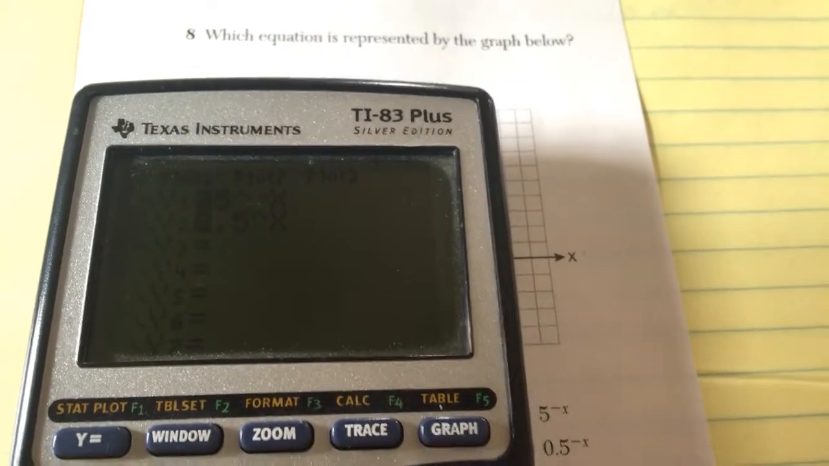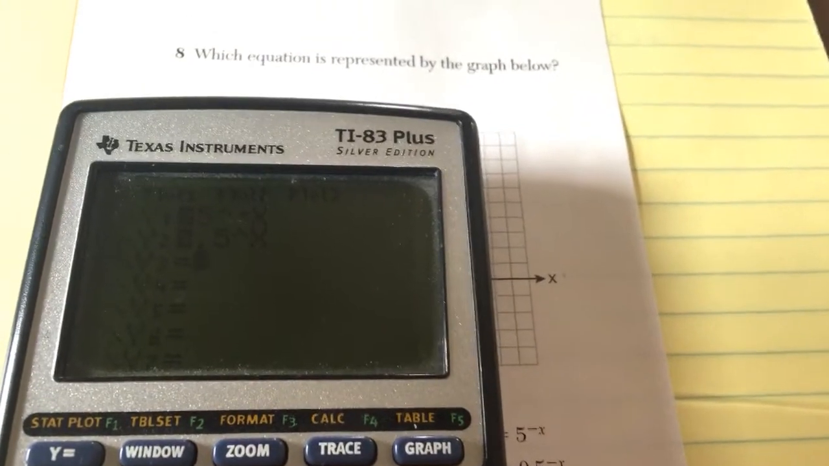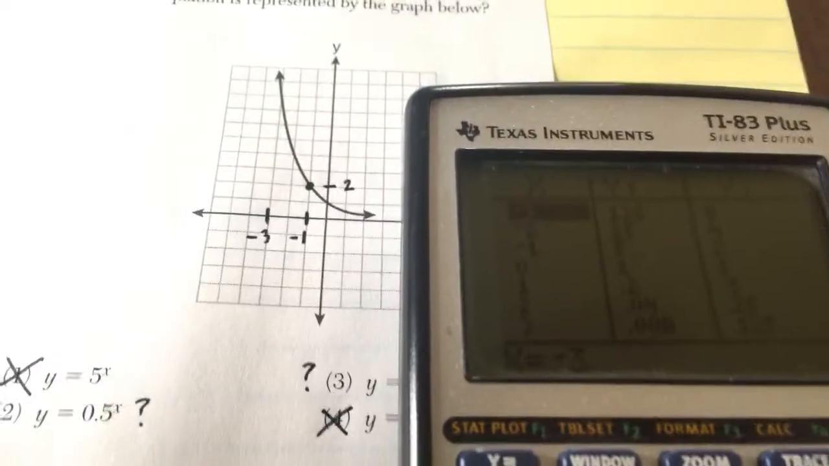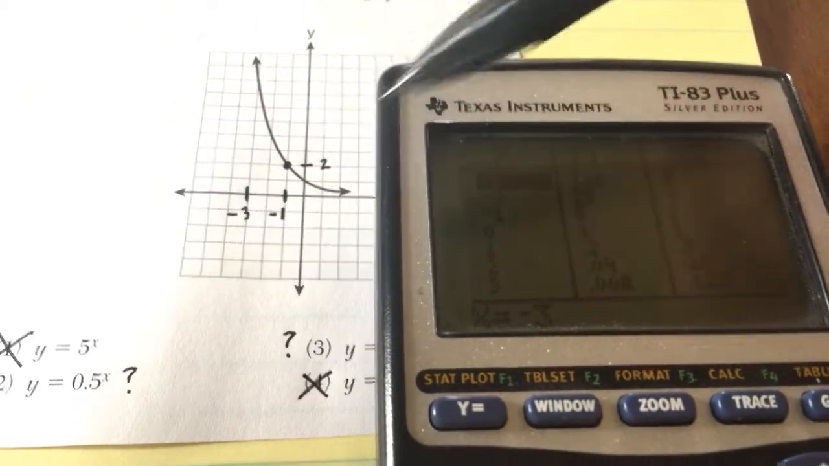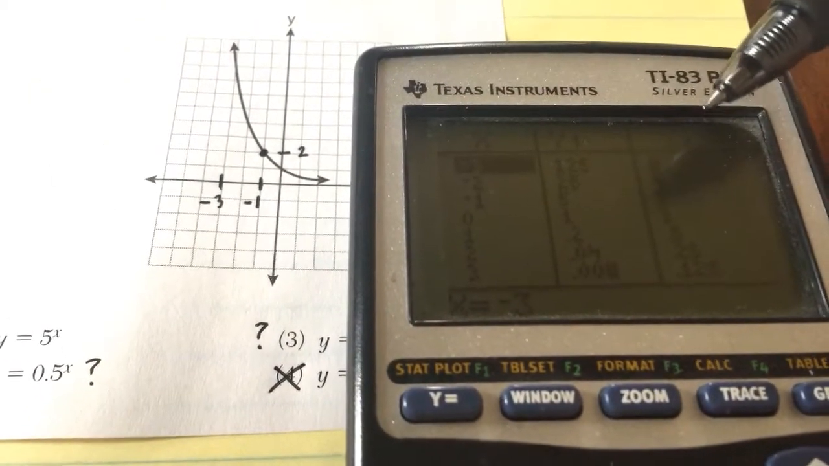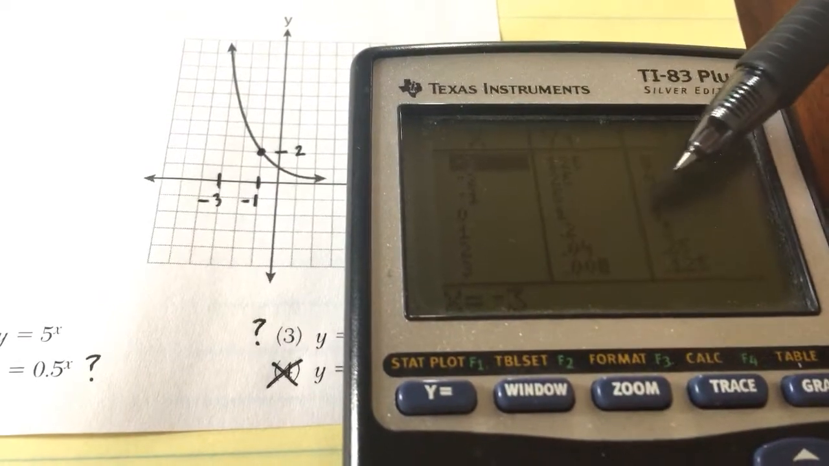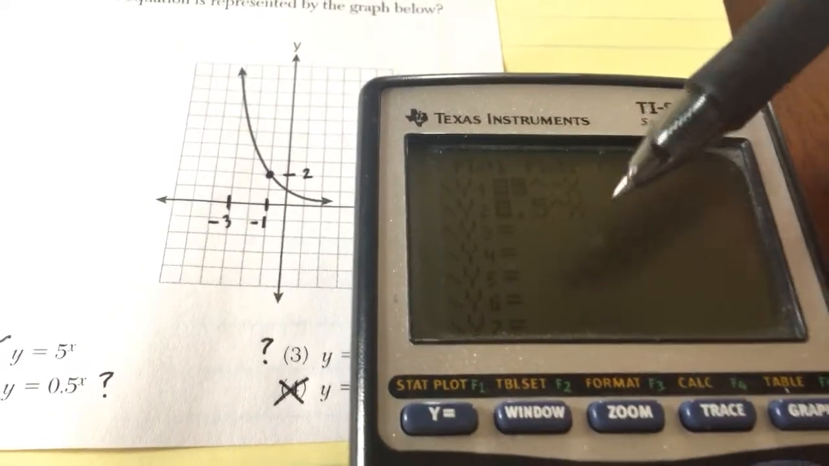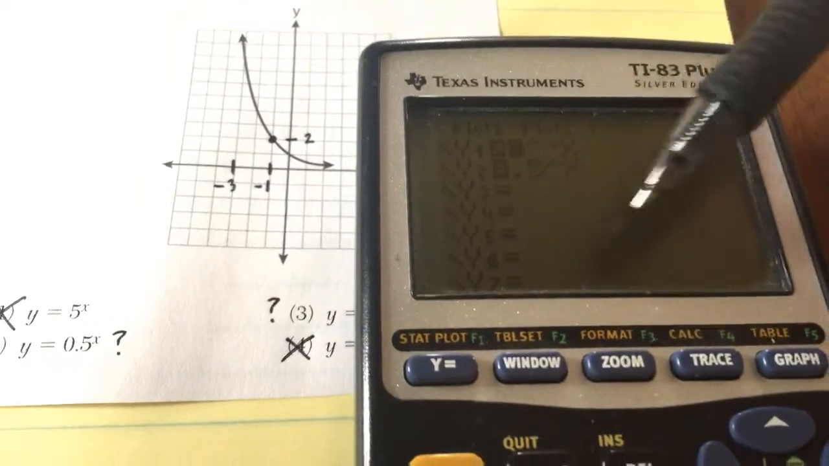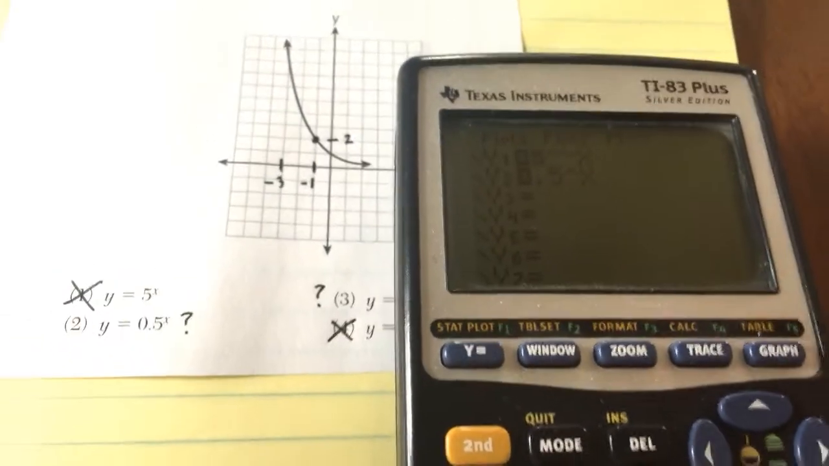I have 5 to the negative x in y1 and half to the x in y2. I notice that my graph goes to the point -1, 2. So looking at my calculator, I notice that -1, 2 is on y2. So that is 0.5 to the x, which is choice number 2.